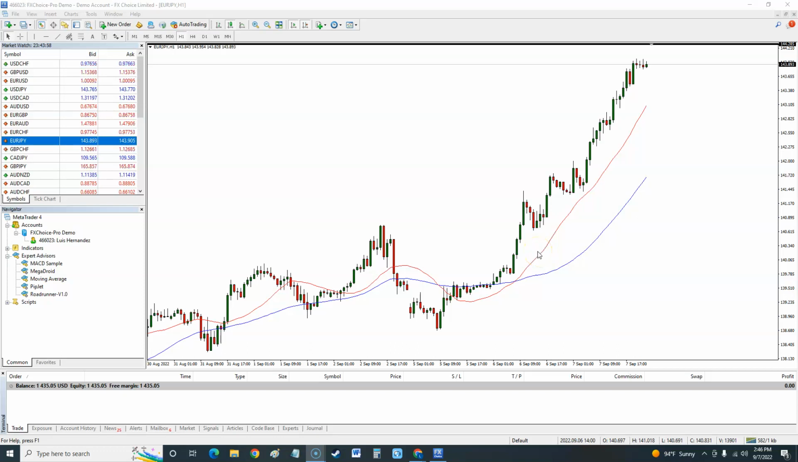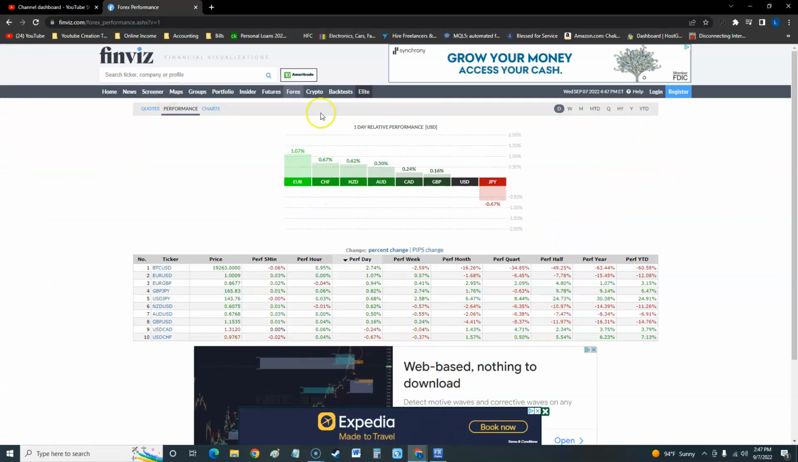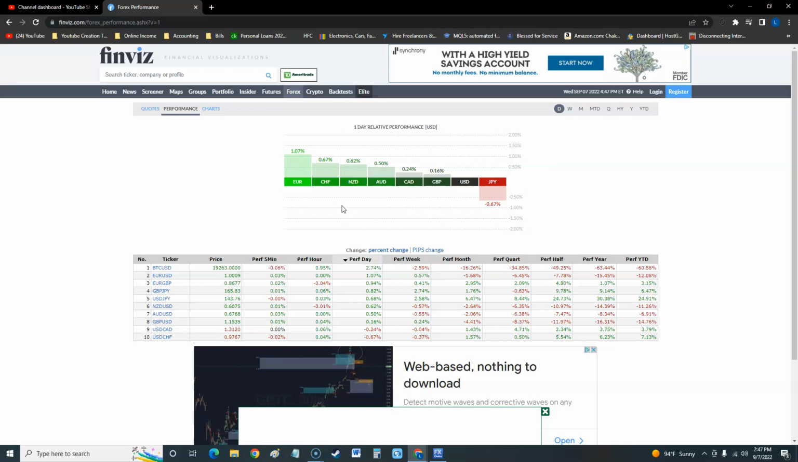Alright guys, real quick, I want to show you a signal here, a potential signal for a continuous trend. We're going to go to FinViz real quick. If you go to finviz.com, you go to FOREX under performance. I know I haven't made a video in a while guys, but I'm going to start to. I wanted to jump right in because time is of the essence right now.